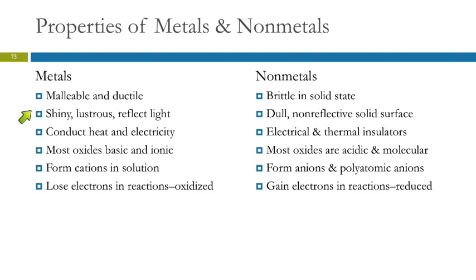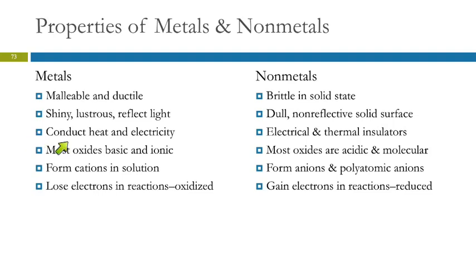Metals are malleable and ductile, meaning they can be hammered into sheets and drawn into wires. You hit a piece of metal with a large hammer and you can dent it, but it's not going to shatter. Nonmetals, in contrast, are brittle in the solid state, and they tend to shatter if you hit them with a hammer. Metals are shiny, lustrous, they'll reflect light. Nonmetals are the opposite. They are dull and non-reflective.